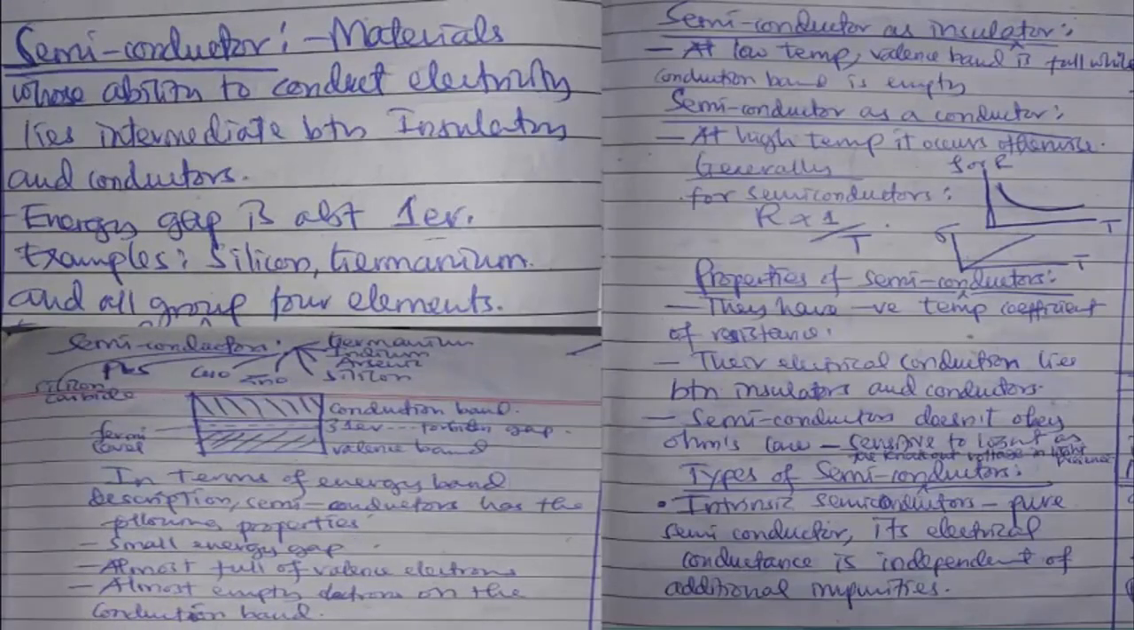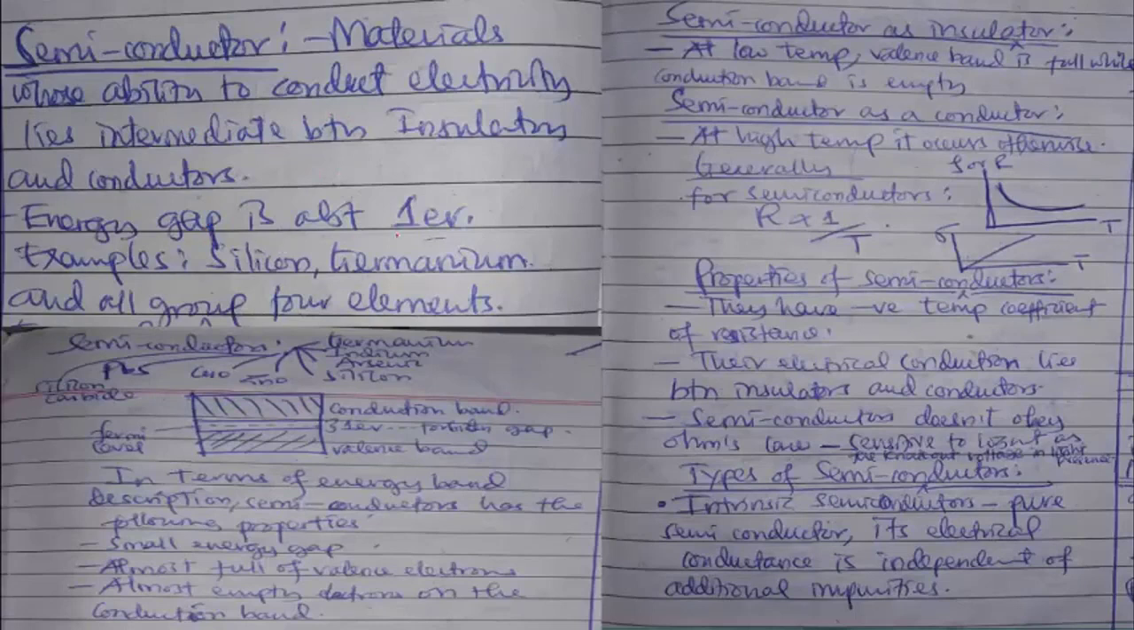Semiconductors, which are our core focus in this topic, are materials whose ability to conduct lies intermediate between insulators and conductors. So you can imagine, just thinking quickly, that the forbidden gap is also somewhere in between, somehow balanced. It's less than an insulator, but it's not like a conductor, okay? That's why the conduction lies intermediate.